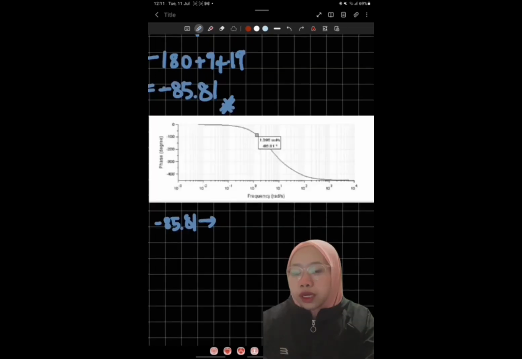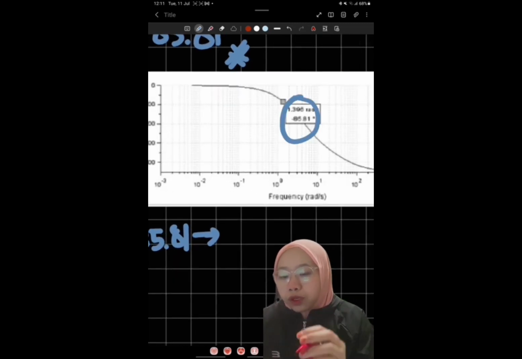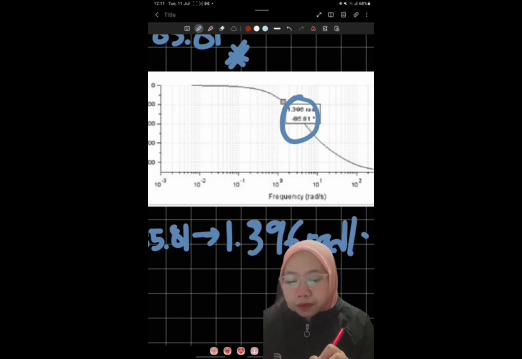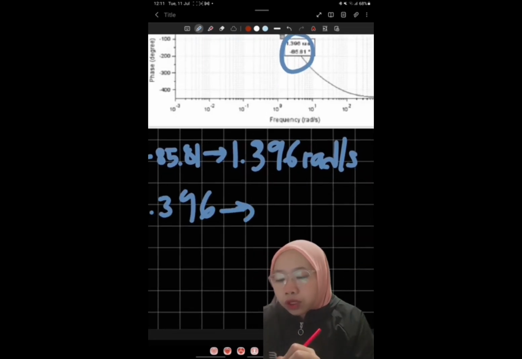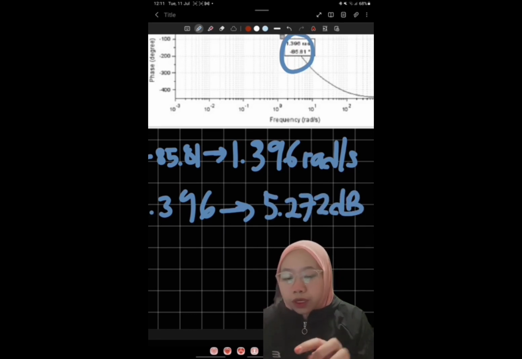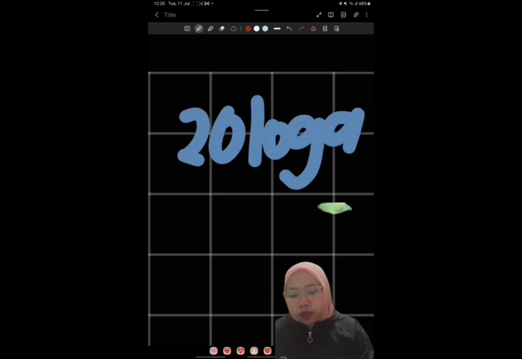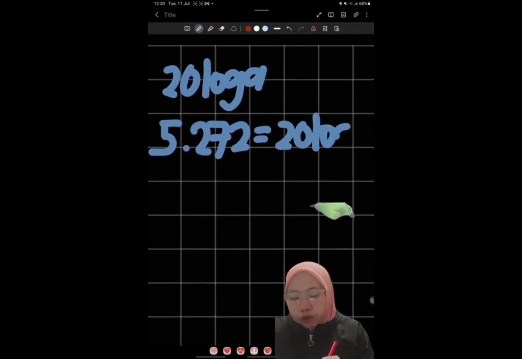And then we have to plot in the Scilab for point negative 85.81. From 85.81 we have to find the radian, and the radian of 85.81 is 1.396 radian. From 1.396 radian, we have to find the dB. The dB is 5.272 dB. The formula of dB is 20 log A. So 5.272 is equal to 20 log A, and then we have to find the A.